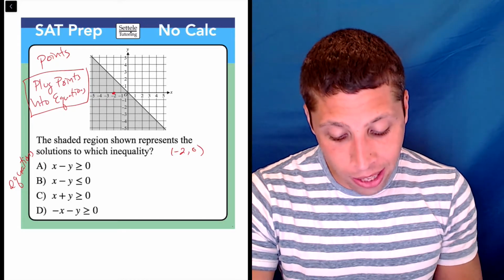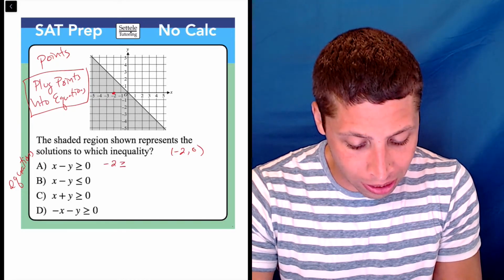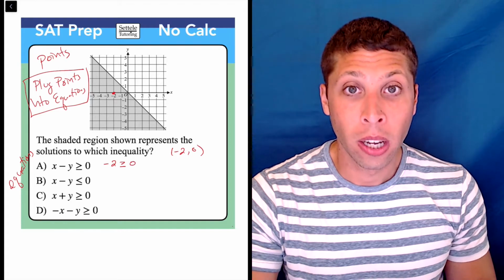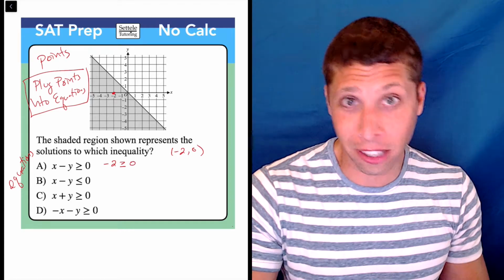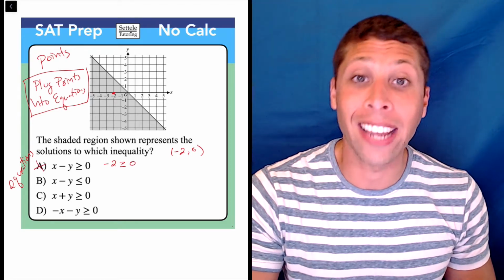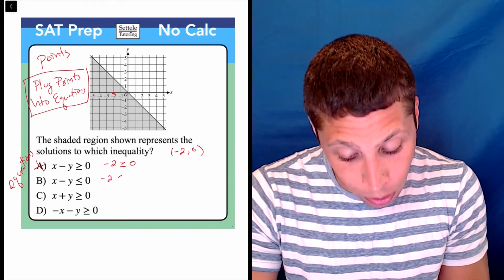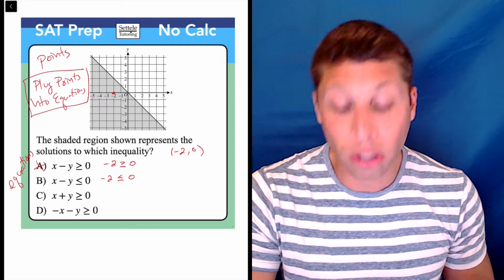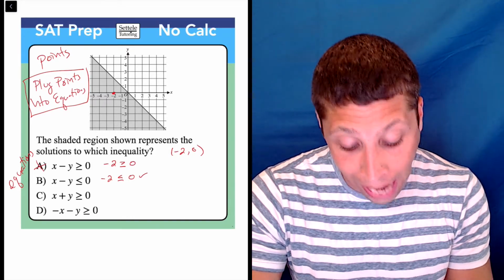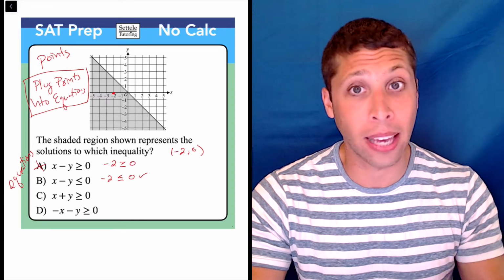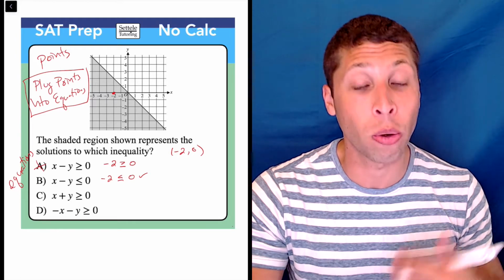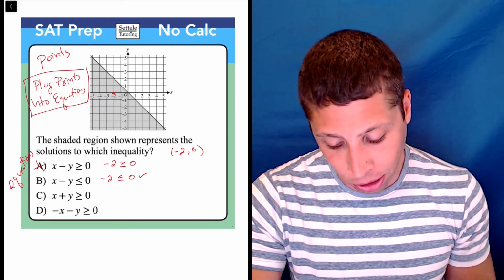So choice A is just going to be -2 is greater than or equal to 0. Well, that's not true. -2 is less than 0, not greater than it, so that gets rid of choice A just like that. Now let's keep going. Choice B is going to be -2 is less than or equal to 0. So that is true. That's okay. I can't just pick B yet. It might be the case that this point works in multiple answers, so you have to be thorough and check everything.